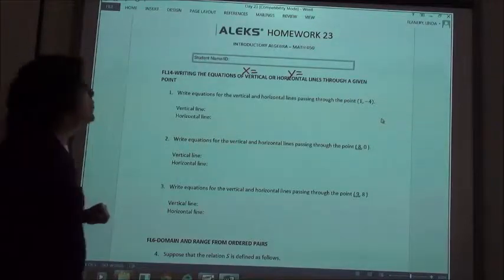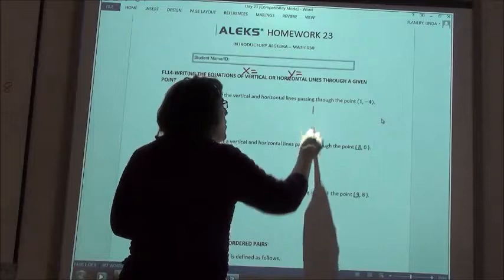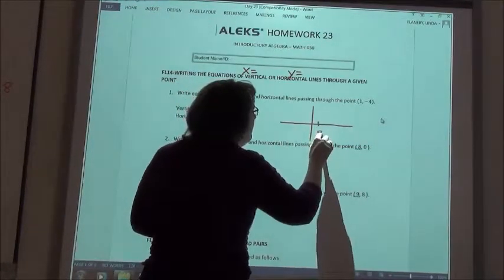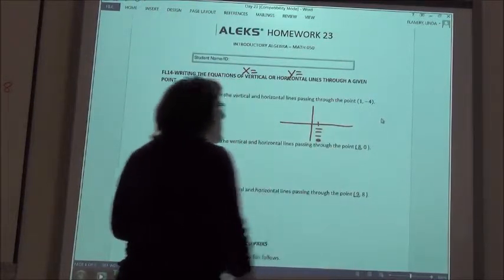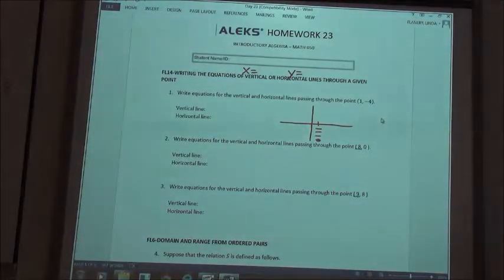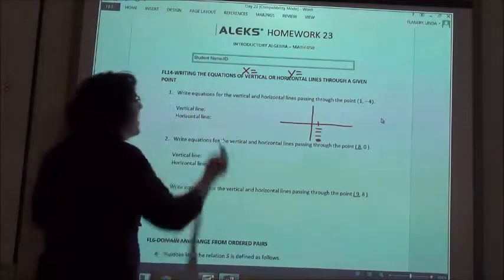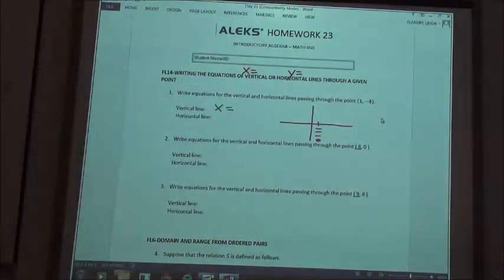So they want you to write the equation for the vertical and horizontal line that passes through this point. If I just sketch out a little graph here and I have (1, -4), and my dot's down there, I want to write the two equations, one being a vertical line, one being a horizontal line. Well, we know that our vertical line always has to start x equals. By the way, if you don't put the x equals in there, it's going to count it wrong because then you're not going to have an equation.